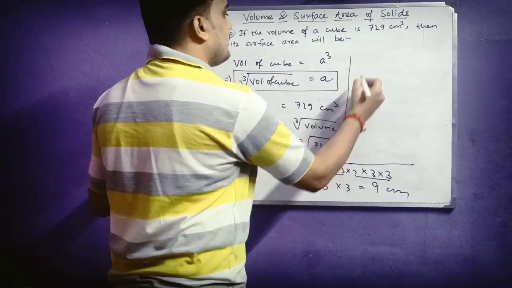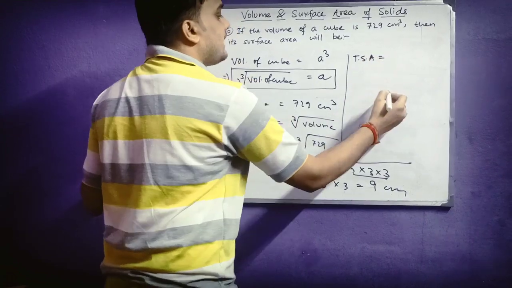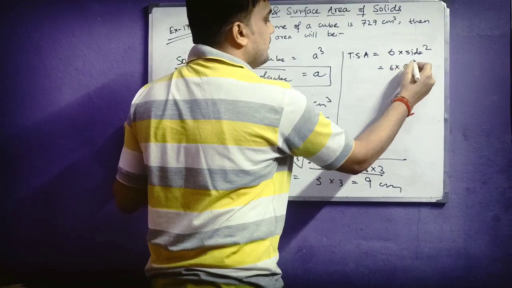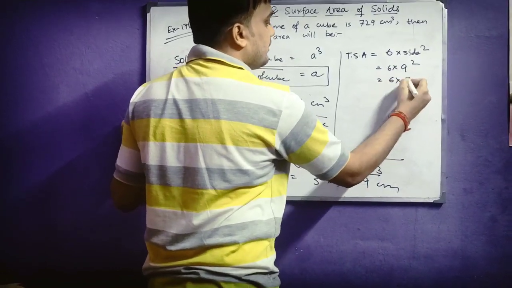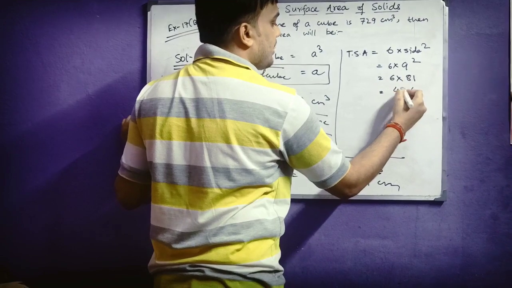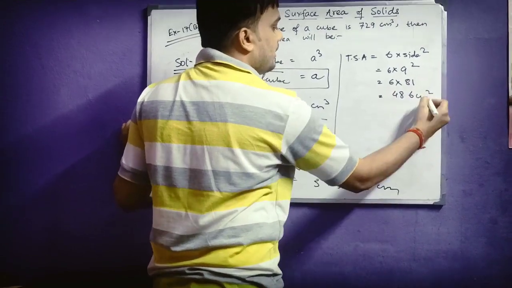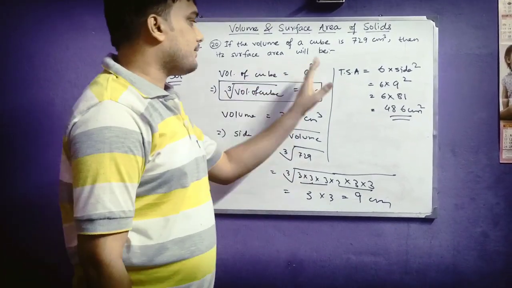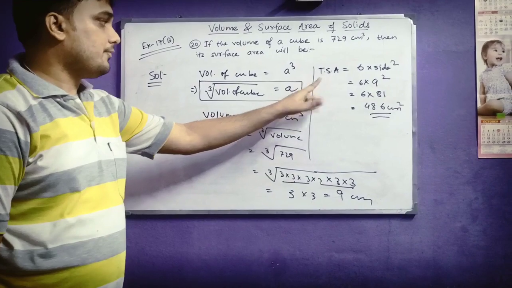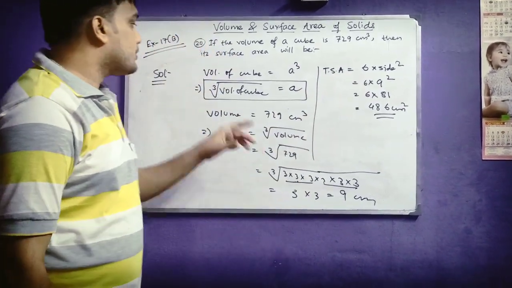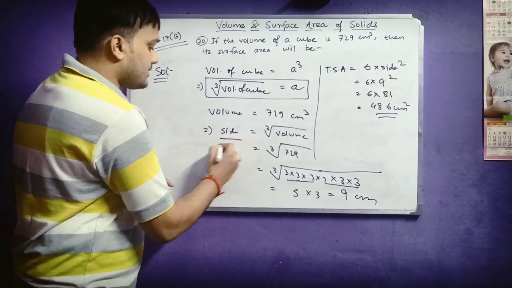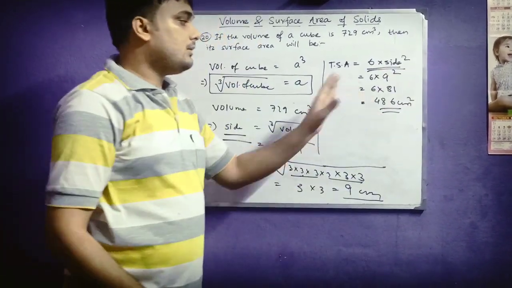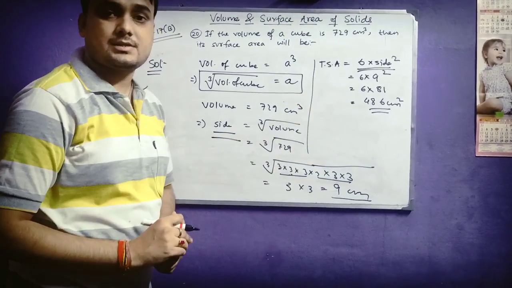So what will be the TSA? The formula of TSA is 6 into side square. So 6 into 9 square, 6 into 81. So our answer will be 486 centimeter square. This is the surface area we were asked to find. So from volume, first you need to find the edge or side, and after finding the side, you can apply the formula of the TSA to get the total surface area, which is 486 centimeter square.